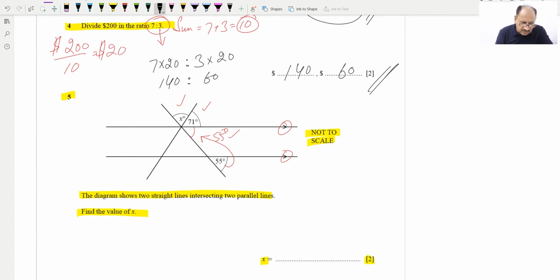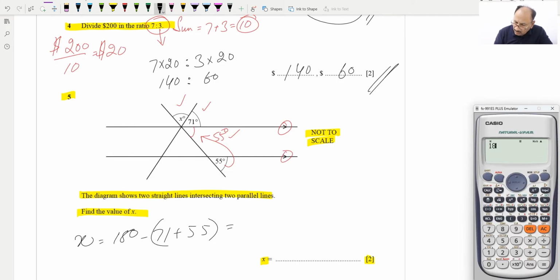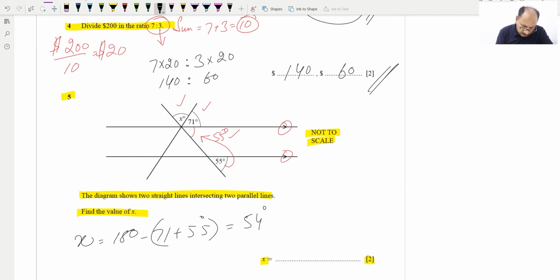So now we can write 180. X will be equal to what? X will be equal to 180 minus 71 plus 55. So these two angles we will subtract from 180 and we will get the answer, and we can use the calculator. So 180 minus 71 plus 55 will give us 54 degrees. So 54 degrees will be our answer for this 2 mark question.